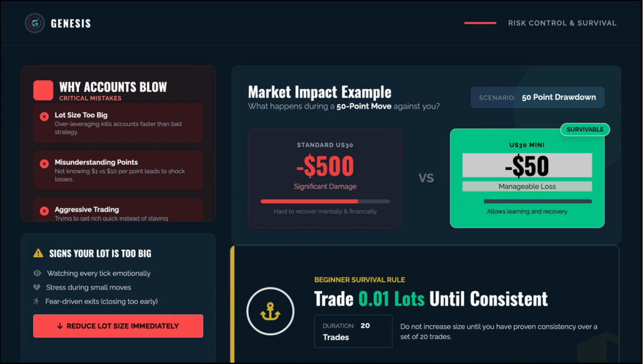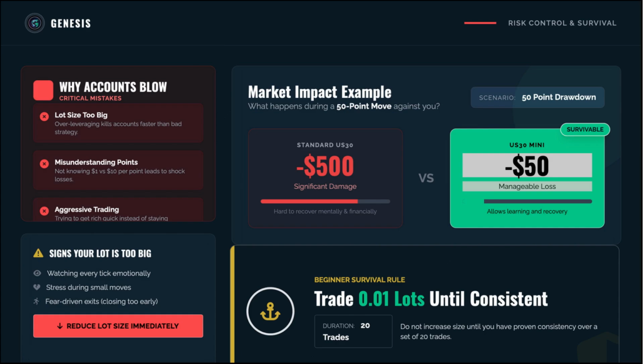Because beginners always hear about lot size, but nobody shows what the numbers actually look like. Lot size is like a volume knob. It controls how much of the contract you are using. Let's use a simple example with US30. Imagine you place a trade using a 0.01 lot size. If you are trading standard US30, 1 point of movement is roughly $10. So, if price moves 10 points, that's about $100. If price moves 50 points, that's about $500.